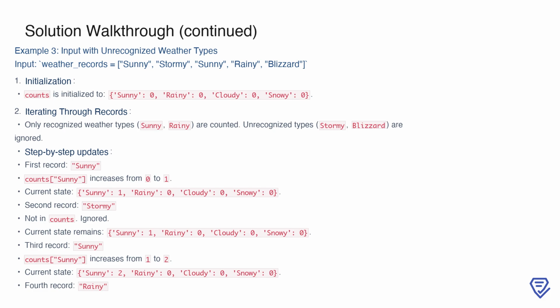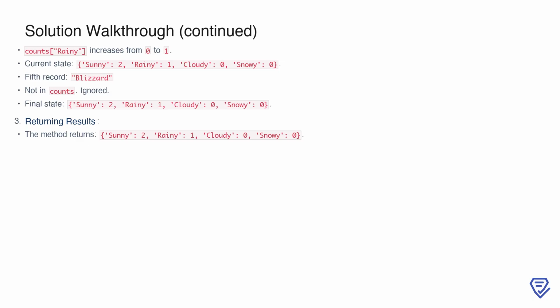The fourth record is rainy, a recognized type, and its count is incremented from 0 to 1. Finally, the fifth record is blizzard, which, like stormy, is not a recognized weather type. As a result, it is skipped, and the state of the dictionary remains unchanged. The final state of the counts dictionary is sunny: 2, rainy: 1, cloudy: 0, snowy: 0. After processing all the records, the method returns this dictionary as the result.